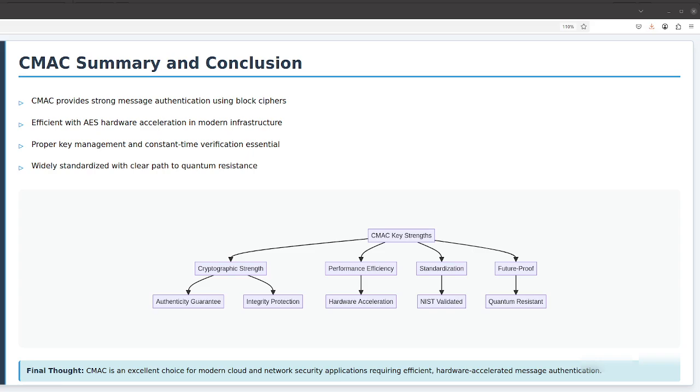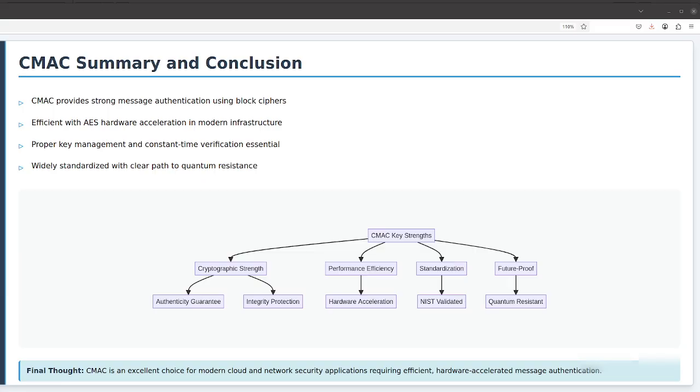CMAC is particularly efficient when AES hardware acceleration is available, making it ideal for modern processors and cloud infrastructure. The algorithm uses a clever subkey mechanism to provide security against various attack types including length extension attacks. Understanding the generation and verification process helps implement CMAC correctly and troubleshoot issues.